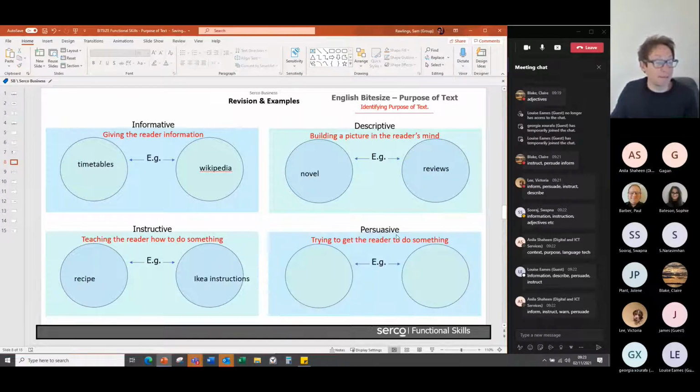And the last one is to persuade. So adverts, those are persuasive. They try and get you to buy the product. You might also have, for example, a political article, which tries to get you to think a certain way or take up a certain point of view. So these are your 4 purposes of text: inform, describe, instruct, and persuade.